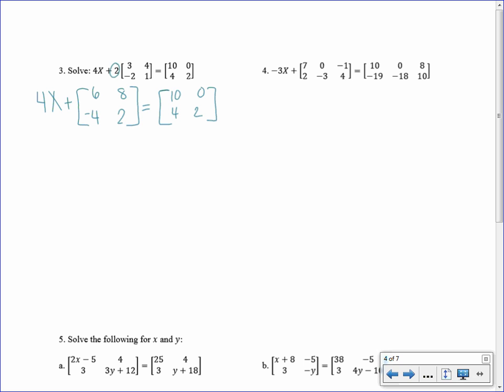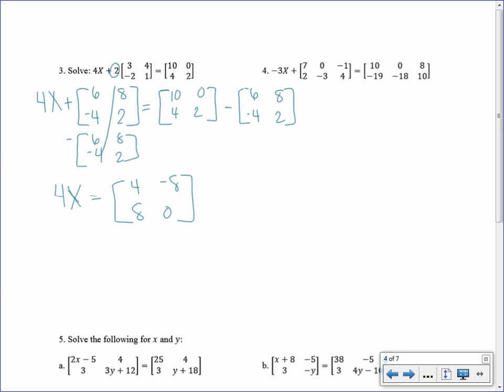And then I'm trying to get x by itself, so I'll subtract this matrix from both sides. So now I've got 4x will be equal to, and 10 minus 6 is 4, that's negative 8. 4 minus negative 4 is positive 8, and 2 minus 2 is 0.